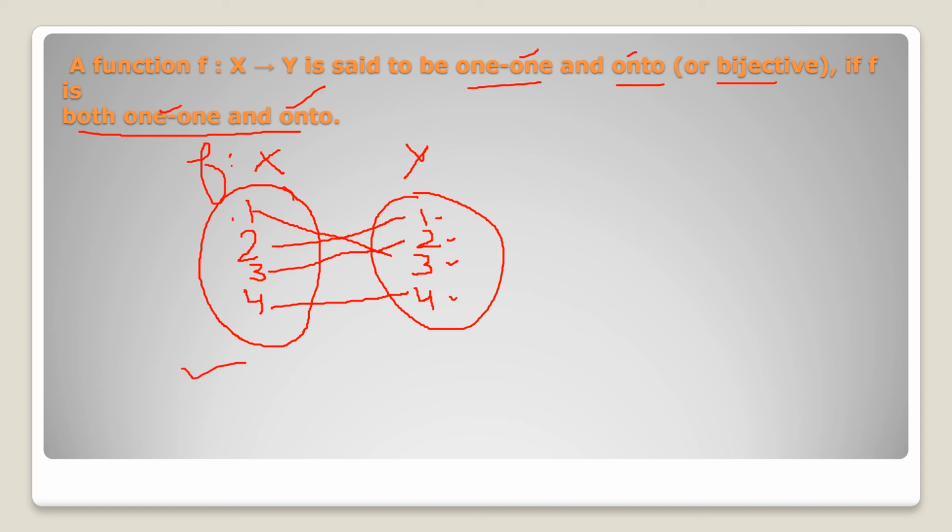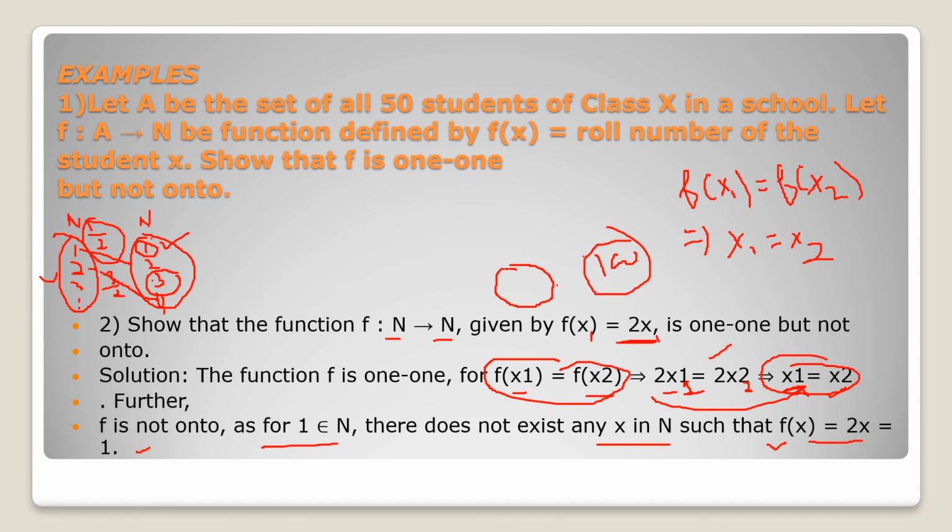Now let us check about onto. 1 has pre-image, yes, that is 2. 2 has pre-image, yes, 3 is the pre-image of 2. 3 has pre-image, yes, 1. 4 has pre-image, yes, 4 is the pre-image of 4. So this function is both 1-1 and onto. So this type of function is a bijective function. I think this will be clear to you now, that if a function is both 1-1 and onto, then the function will be a bijective function.